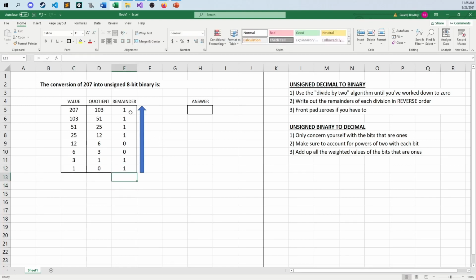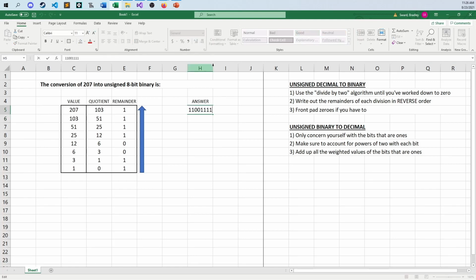And so how many bits do I have? 1, 2, 3, 4, 5, 6, 7, 8. Wow, I've used up all 8 of them. I don't need to use step 3 here to front pad. And the answer, working my way from bottom to top, should be 1, 1, 0, 0, 1, 1, 1, 1.